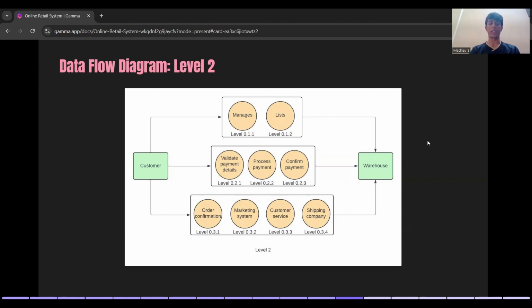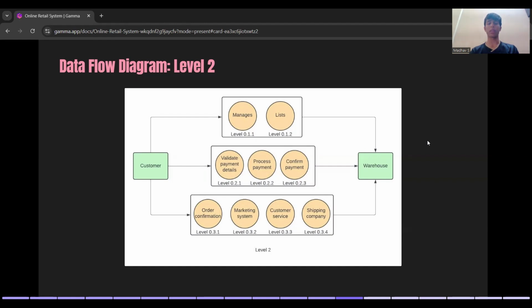After that, the customer validates the payment details, gives the payment example, like card number, etc. Then the payment is processed, and once the payment is received, the payment is confirmed, and that information is again given to the warehouse. Then the customer can see the order confirmation.